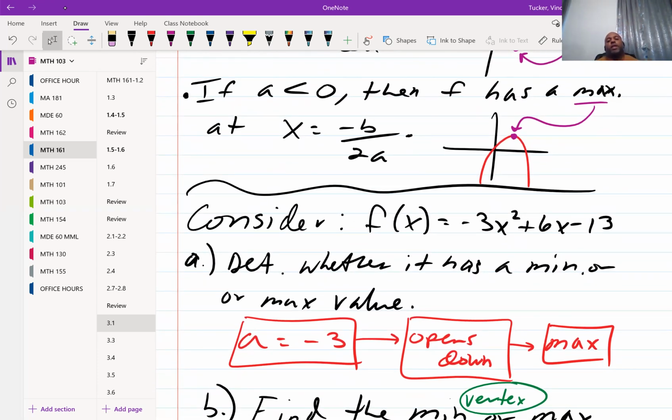All right, so next exercise, consider f of x equal to negative 3x squared plus 6x minus 13. Determine whether it has a minimum or maximum value. So that's the first thing they're asking us. Since a is negative, it opens down. So that means it has a maximum.